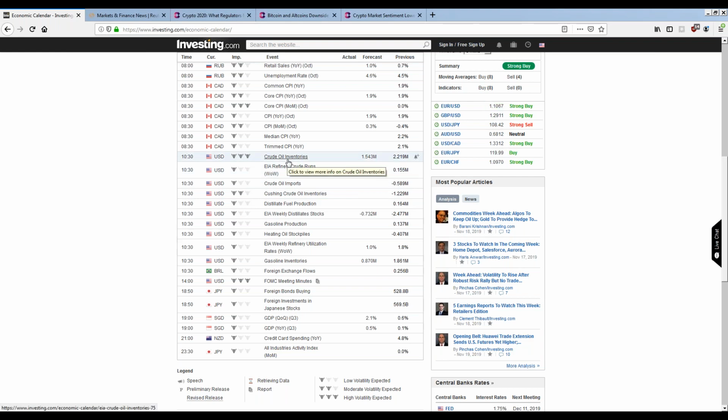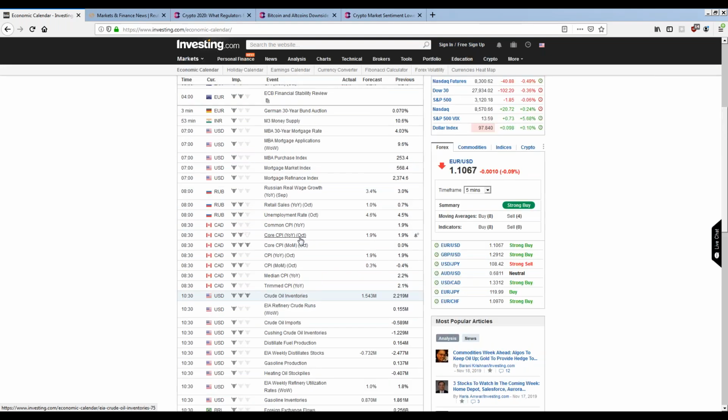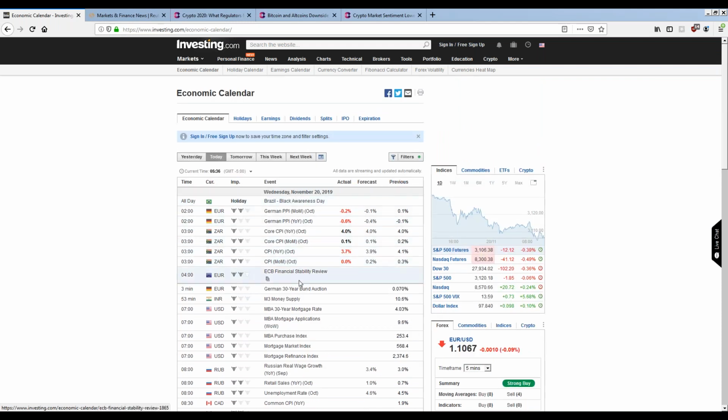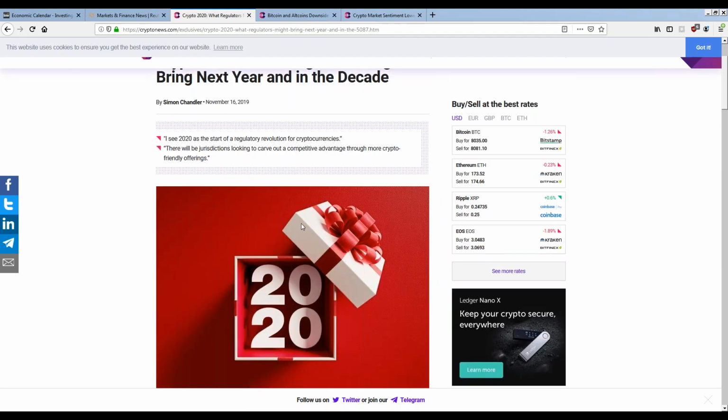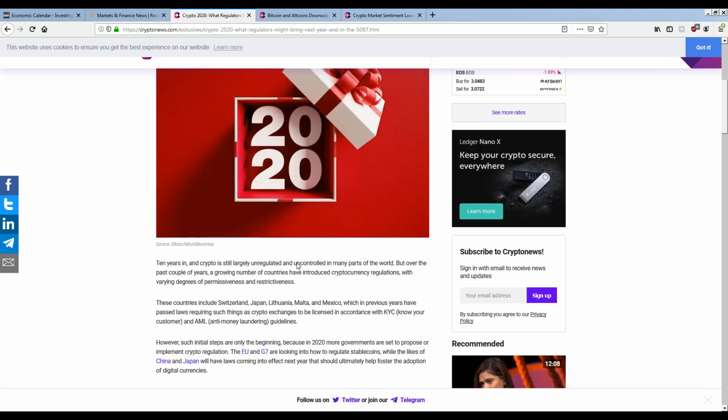We've got crude oil inventories today as well, which not only affects oil, but can affect the strength of the USD also. So that's to keep in mind. Nothing that's come out yet today that would really move the USD in terms of economic announcements. Then if we take a look specifically at cryptocurrencies, they're saying by next year they think there could be more regulation on cryptocurrencies. That can be good and can be bad for values of cryptocurrencies.